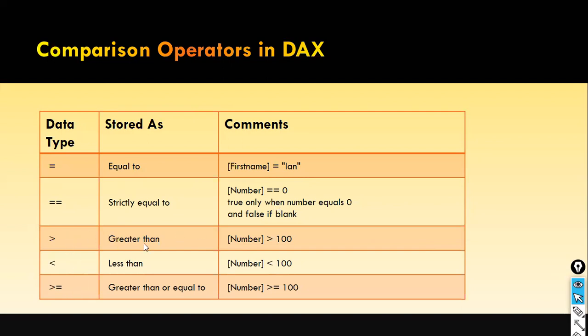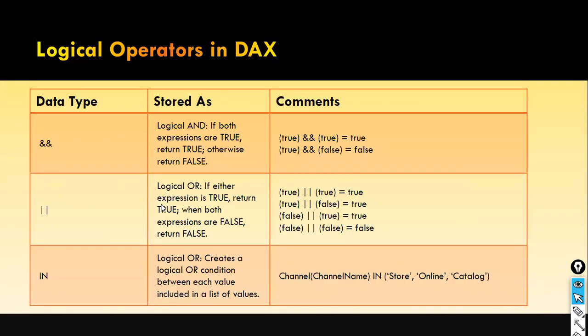Greater than, less than, greater than 100. For example, you want to check whether age is greater than 100 or sales is greater than 100, right? Or sales is less than 100. So these are inequality operators, less than and greater than. And then the logical operators, the ampersand.